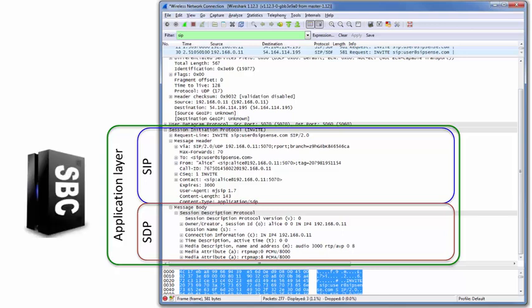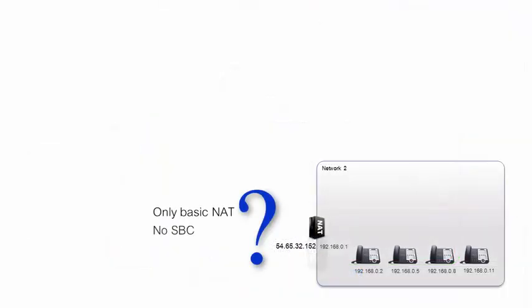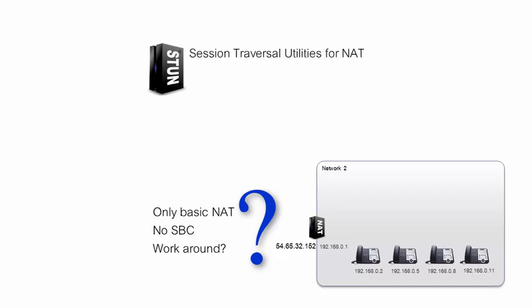Now, most good SBCs these days perform network address translation at the IP, the SIP, and the SDP layers of the packet. But what if I have only basic NAT at my border device rather than a nice SBC? Is there any way to use basic NAT and get SIP to work? There is. We can use STUN. STUN standing for Session Traversal Utilities for NAT.